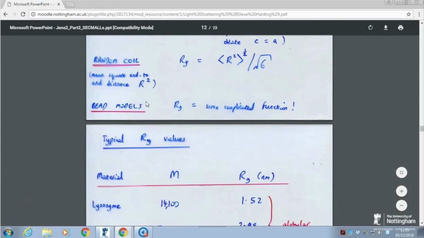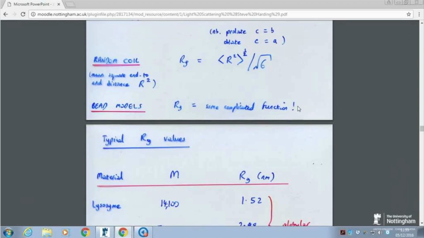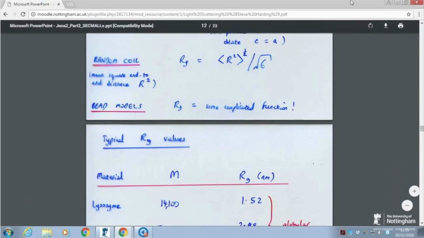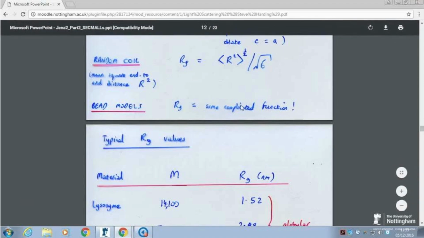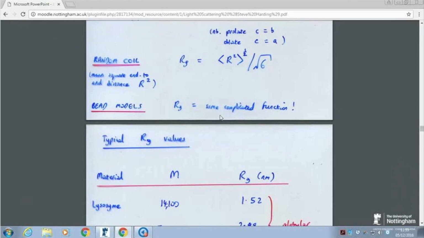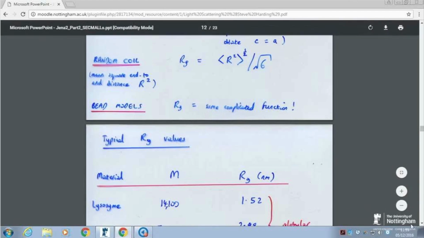And for big models, we can work it out, but it's complicated. Some complicated function. What do you mean? These are all complicated. So you mean even more complicated. So some even more complicated function. Is that more correct? Or some not quite so easy as these functions.